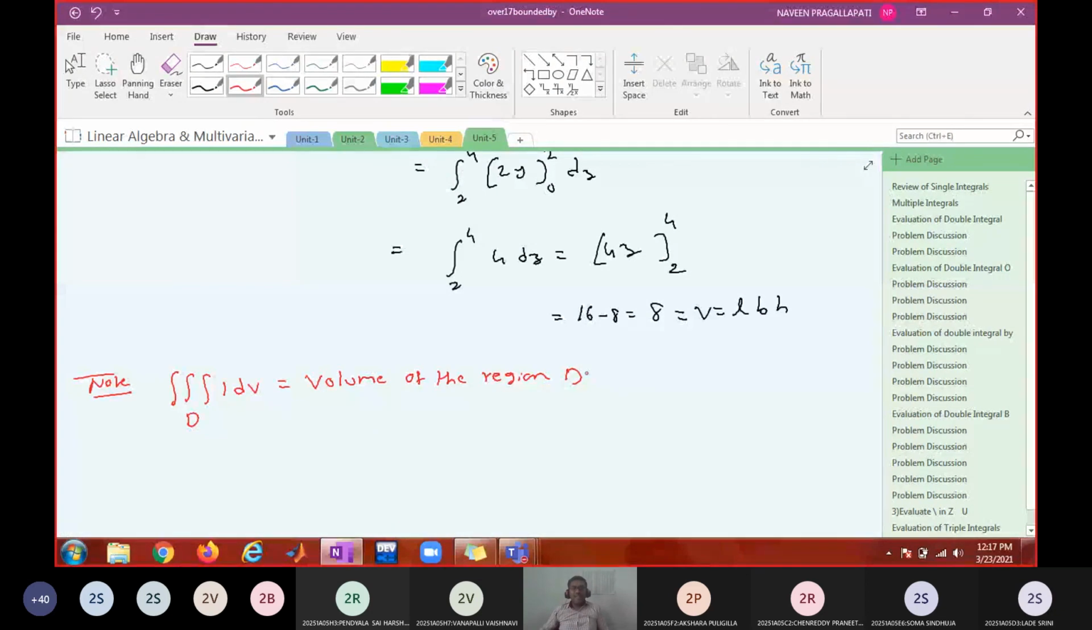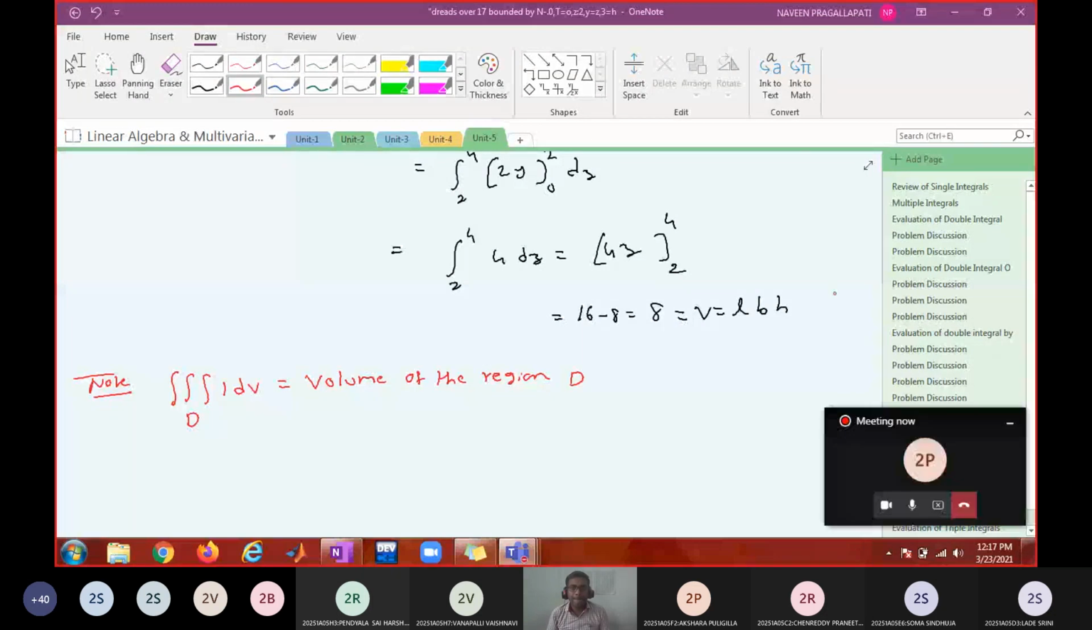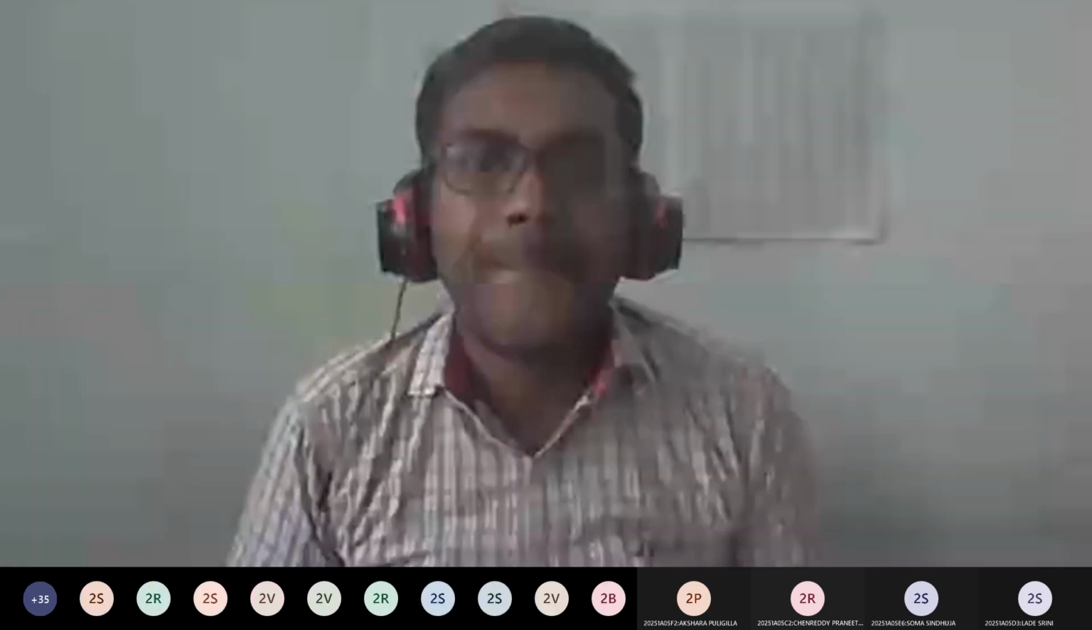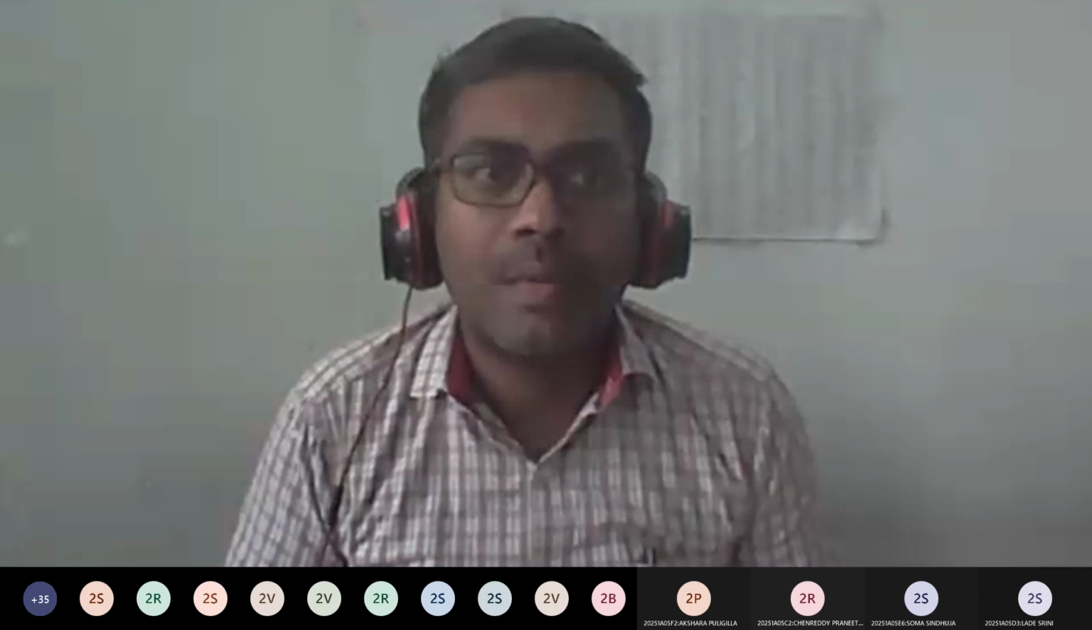So in the next class, we'll see how to evaluate triple integrals over a non-cuboidal region. Again, there is a systematic procedure to find the limits of integration for a non-cuboidal region. Thursday we have 2 classes. So I will demonstrate the procedure for non-cuboidal regions in Thursday's class and try to finish the syllabus by Thursday itself. Is that okay?